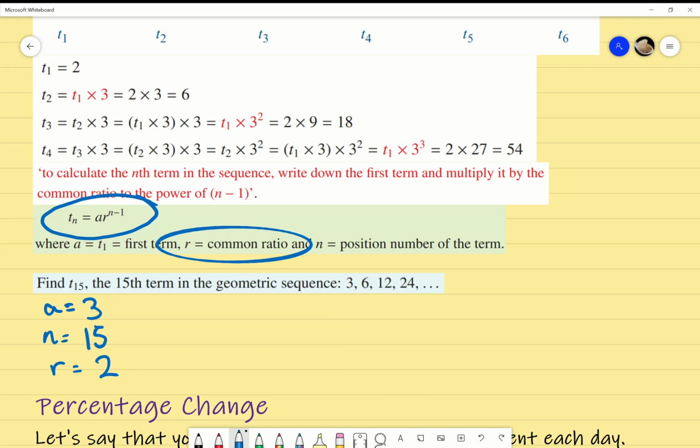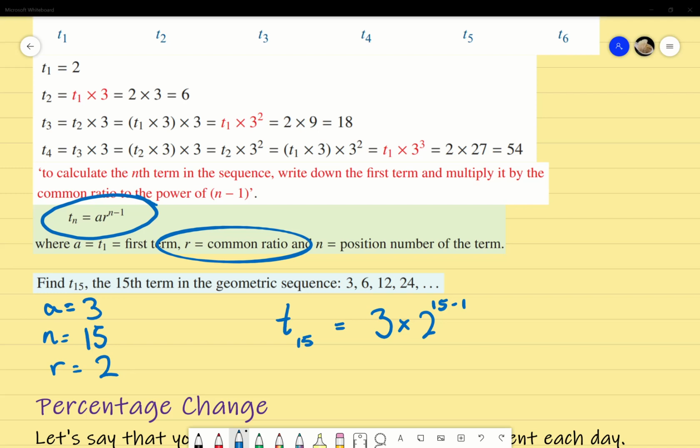Good. So to find the 15th term, I'm going to use the formula I circled above. So I'm going to write T15, which equals A, so that's 3, times R, which is going to be 2, to the power of 15 minus 1. Okay? When you put that in your calculator, and once again, those of you watching the recording won't be able to see this. I'm just going to clear the screen for now.